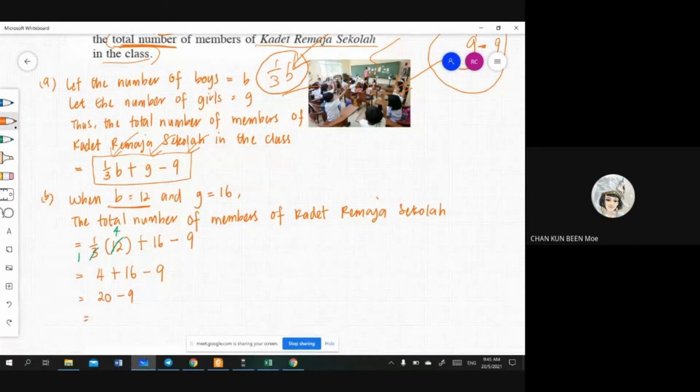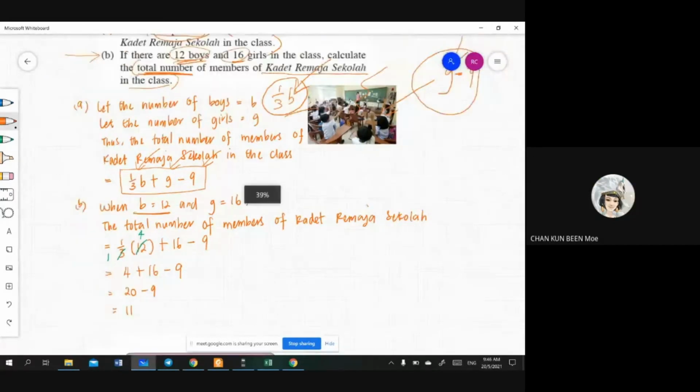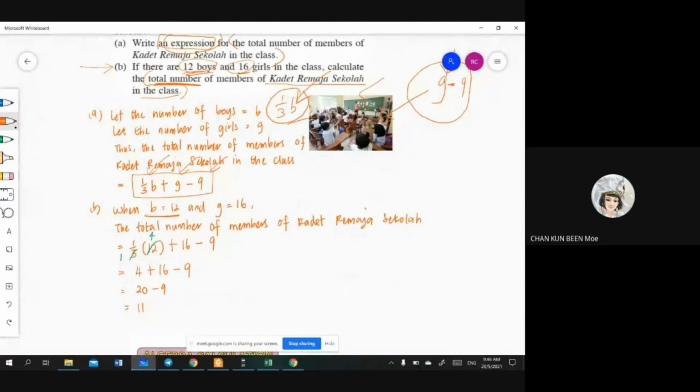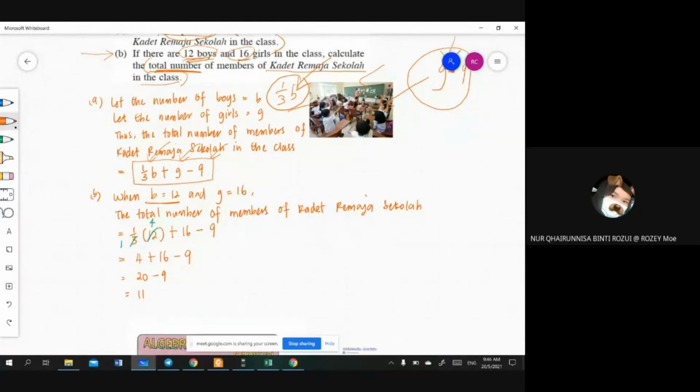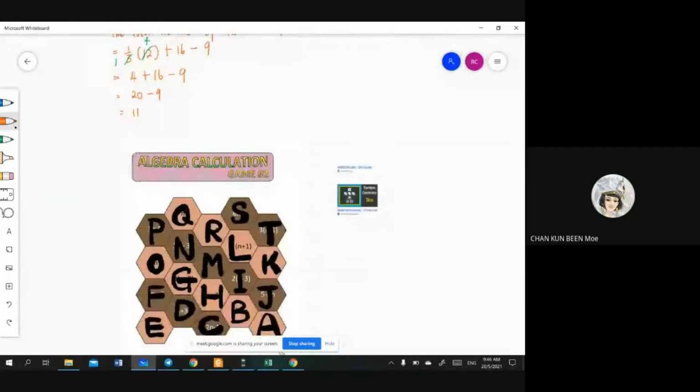Okay, last one. Who can give me the answer? How much is 20 minus 9? 11. Very good. Class, you got the answer already. So we have solved the question. Do you have any question regarding this example? No. Okay, we are going to continue with playing the game.